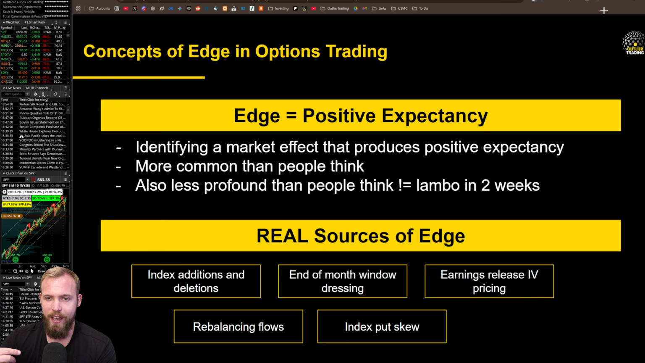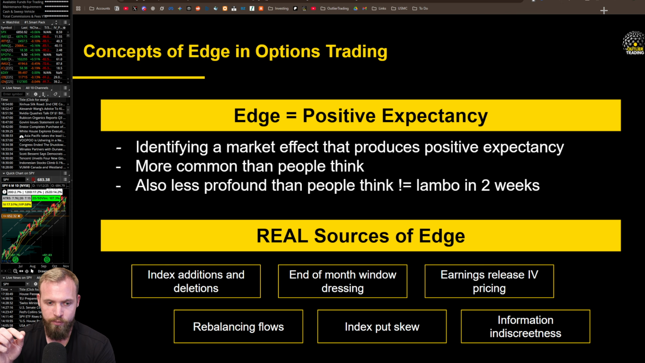Next, the fact that typically speaking, we see implied volatility elevated through earnings releases. What does that mean? If you sell vol, typically you're selling more expensive vol than what's realized. Again, another piece of edge that can be executed right now.